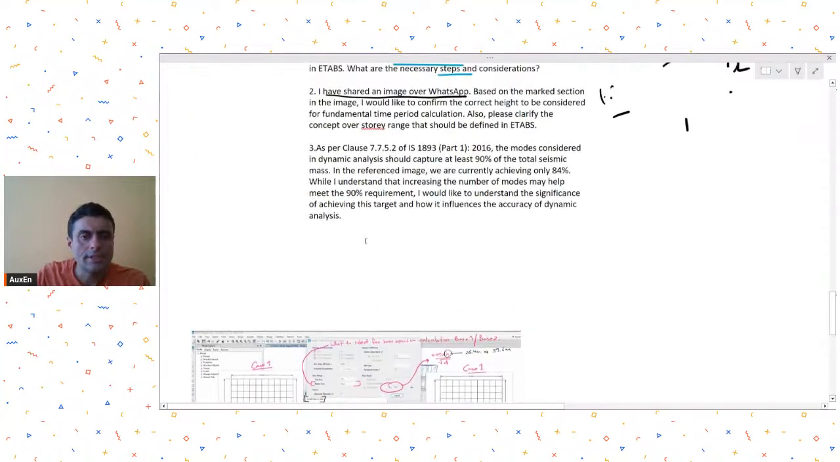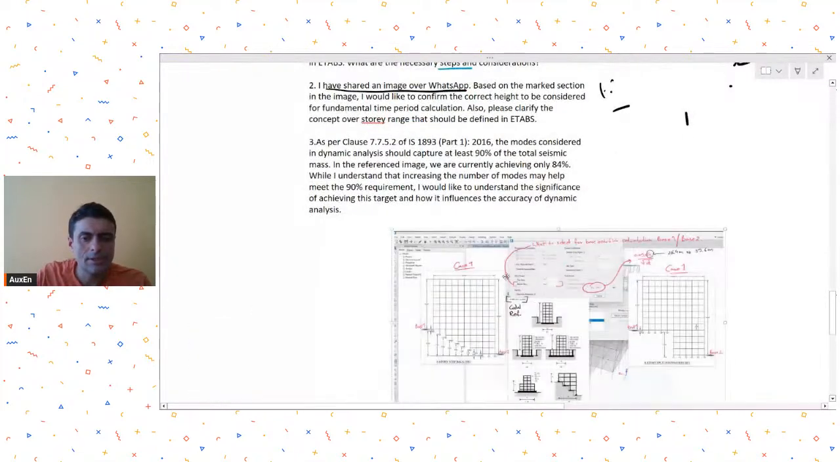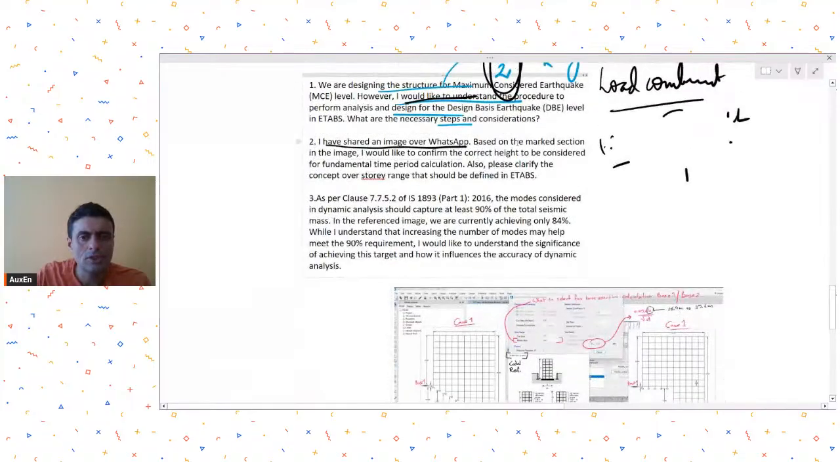Okay, so his question is, I hope the images are visible. His question is, based on the marked section, I would like to confirm the correct height to be considered for fundamental time period calculation.